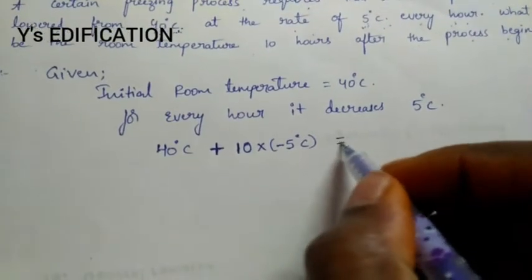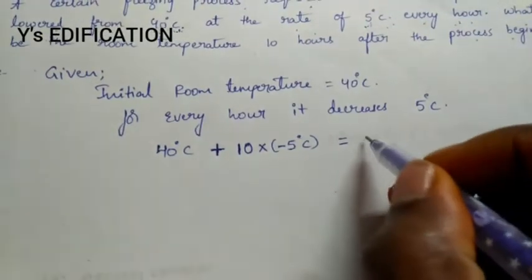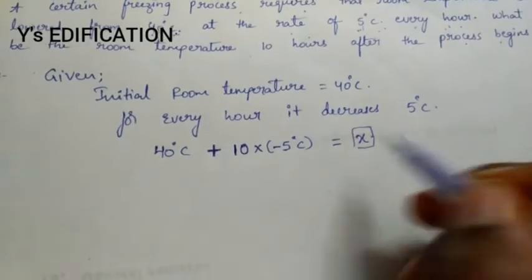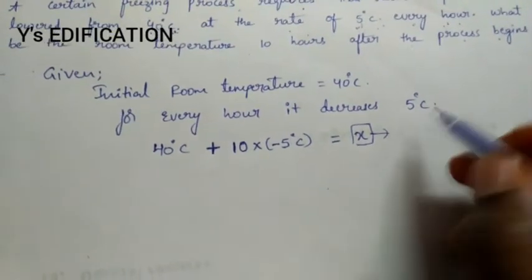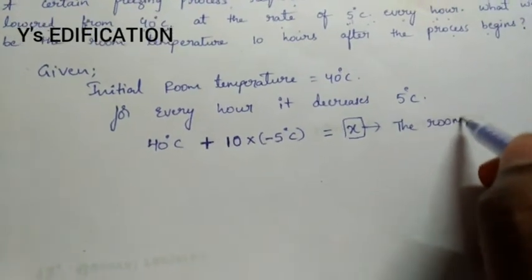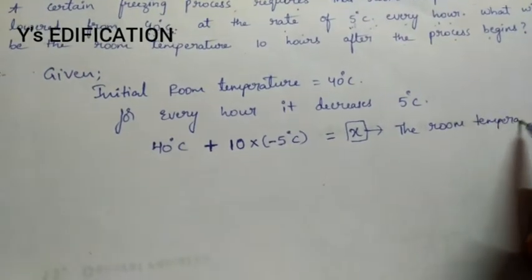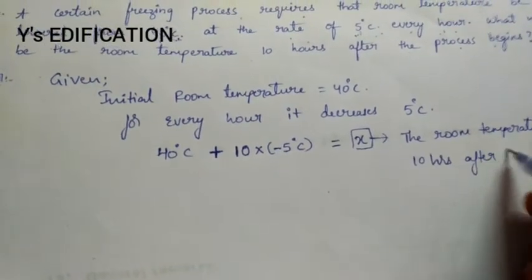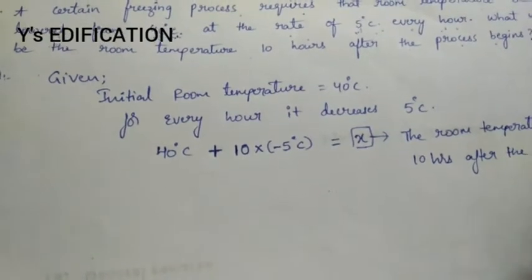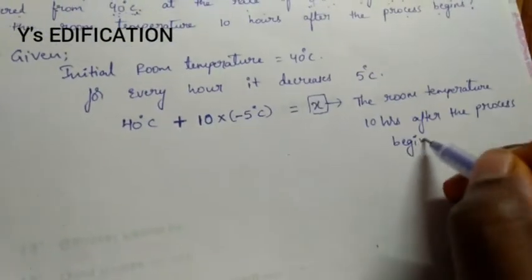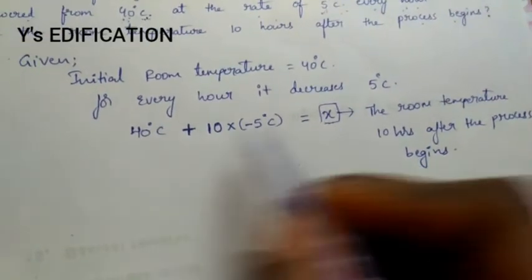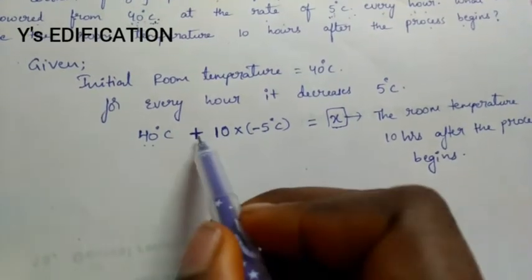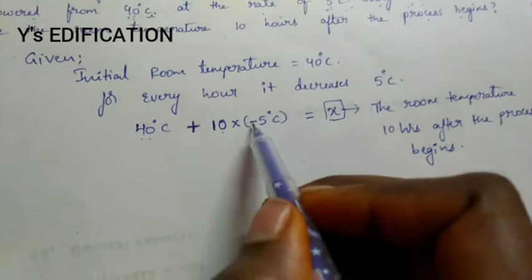Is equal to the room temperature. We have to find out this x. We don't know what this x is here. The room temperature 10 hours after the process begins. We have to find out this x. Initial temperature is 40 degrees. After 10 hours means plus 10 more hours. So, plus 10 into minus 5.